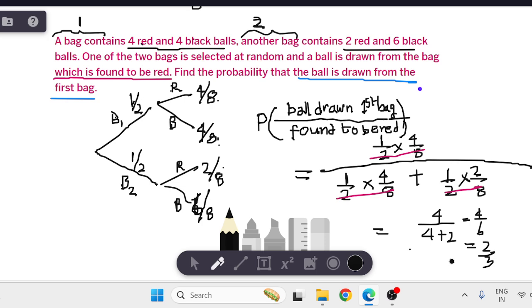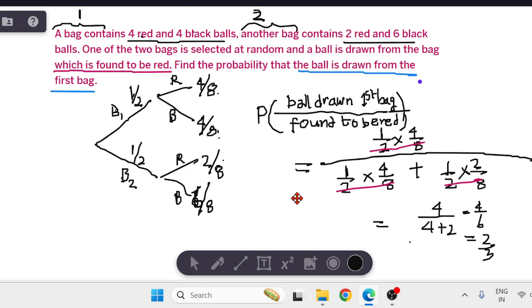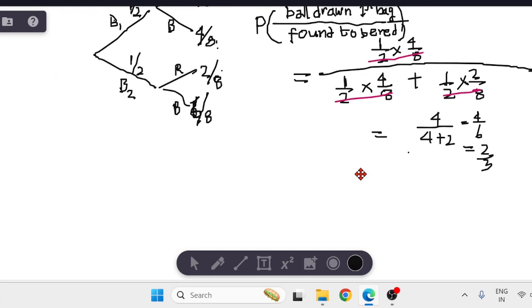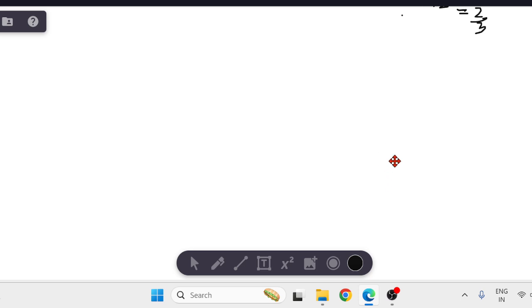So this is a way to solve the problem. As I told, the thumb rule is that whatever is given, the red one, will be in the second branch, and the probability to find will always be in the first branch. So now I'm going to write it the way CBSE writes it, so that you will be able to write and get full marks. This is the understanding part. The same problem I'm going to write the way it's expected.